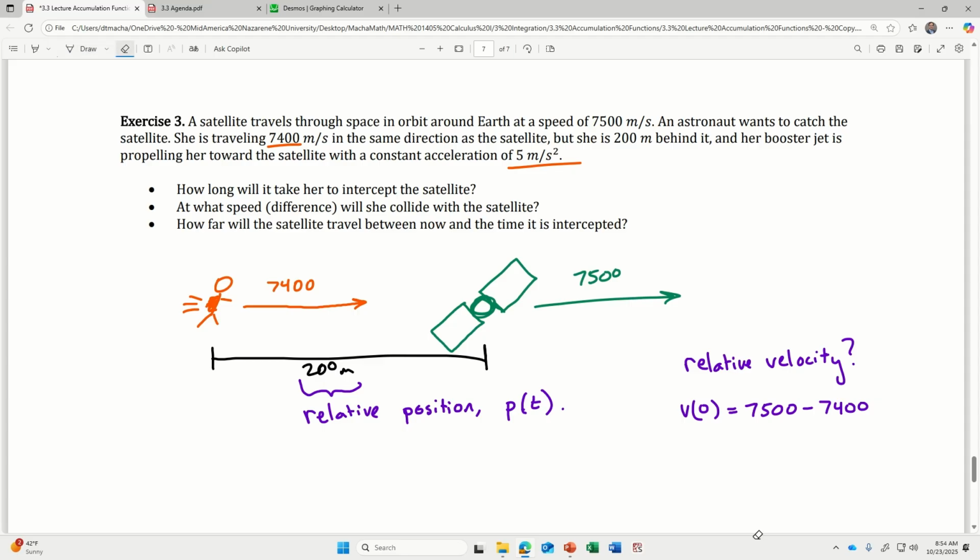Actually, I should write this the other way. I don't remember if I wrote it right or wrong the first time. I'm going to say 7,500 minus 7,400 because if I write it this way, I get a positive number. I get positive 100. And that positive velocity indicates to me that the position is increasing, right? The distance between those two is increasing.